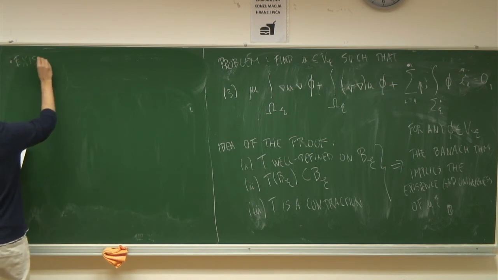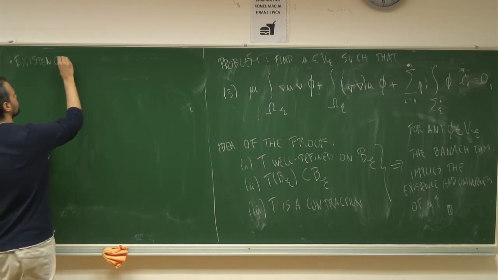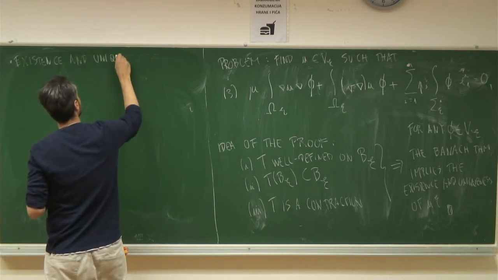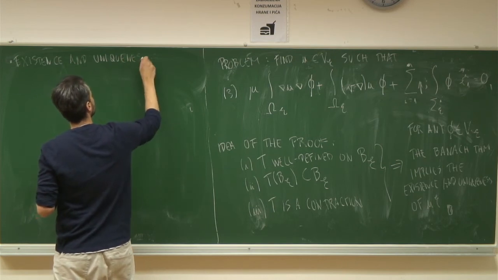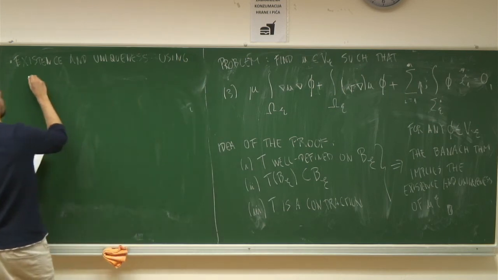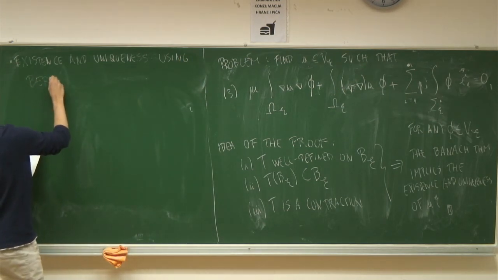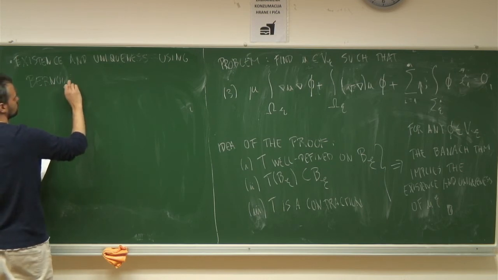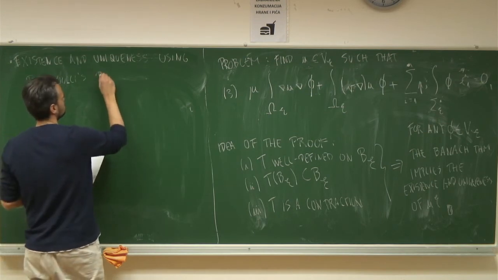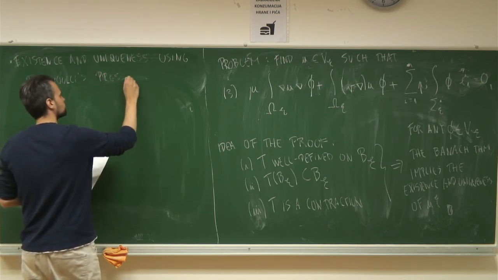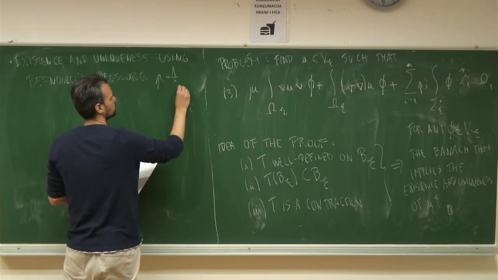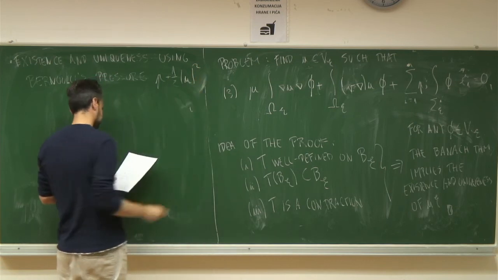So existence and uniqueness using Bernoulli's pressure. So Bernoulli's pressure is P plus 1 over 2 U squared.